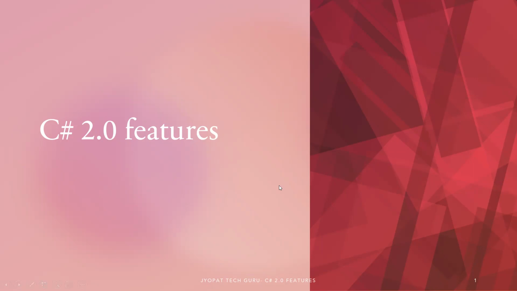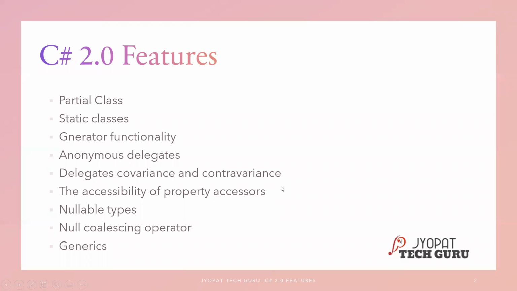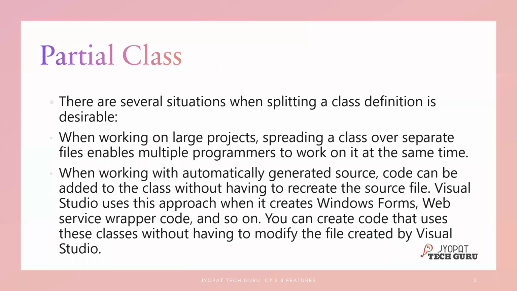Let us start the discussion. So as far as the C Sharp 2.0 features are concerned, we have partial class, static classes, generator functionalities, anonymous delegates, delegate covariance and contravariance, the accessibility of property accessors, nullable types, the null coalescing operator, as well as generics. So let us start today with the partial class and static class discussions.